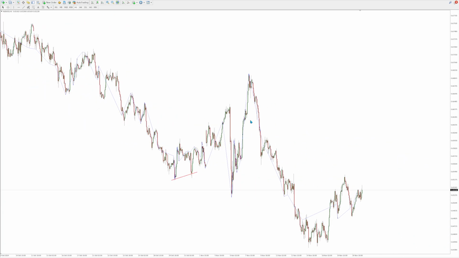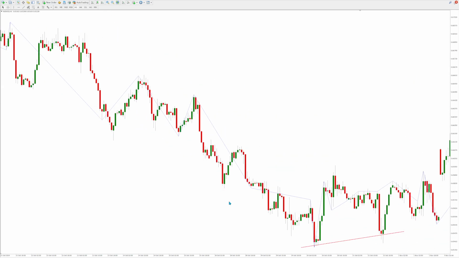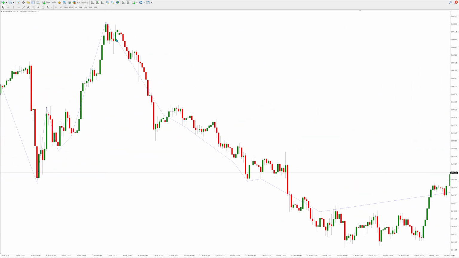You can, of course, re-enter again on this downtrend. If I just zoom in for you, show you another Demark. Similar setup to what we had before, so clear downtrend. Okay, so we're going to take the sell Demark signals. We wait for the price to break out and then pull back, pulls back here.